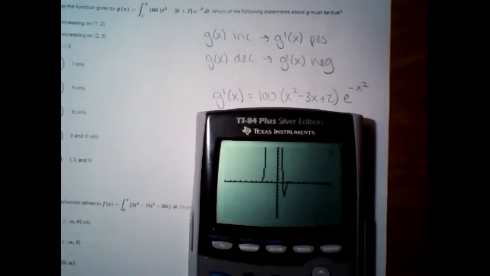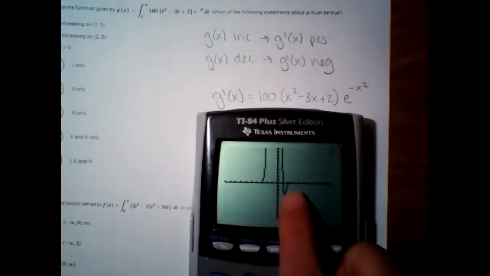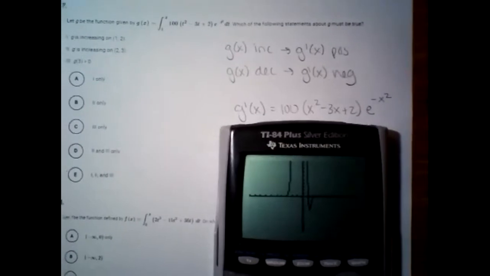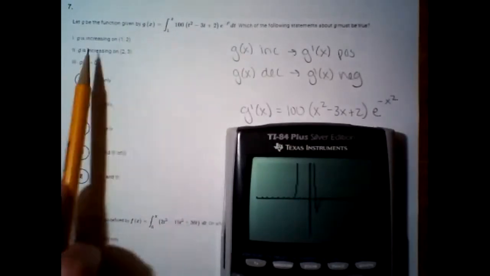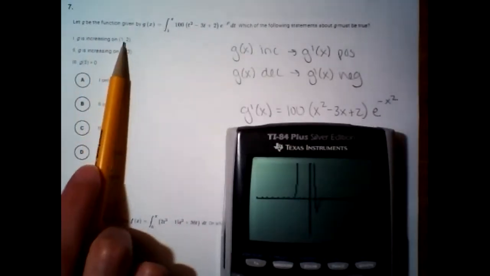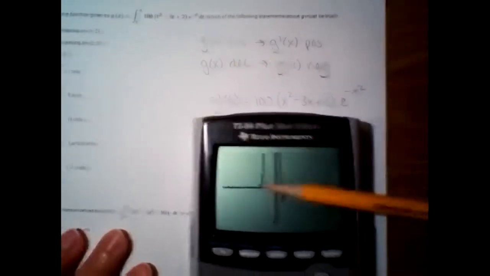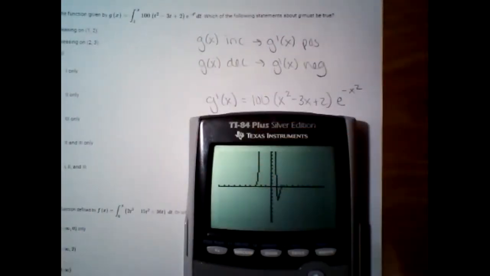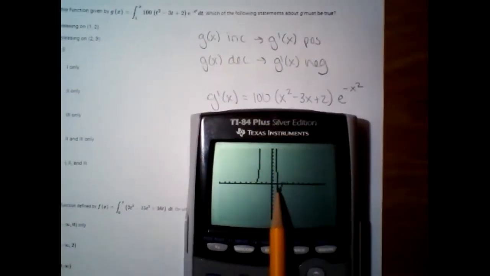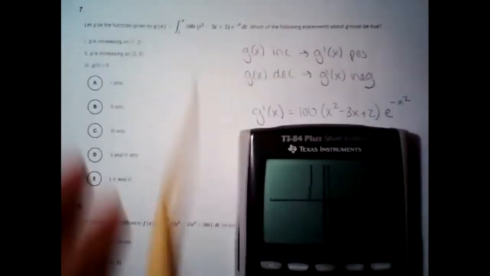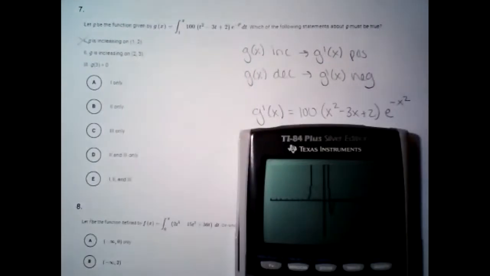And let's look at what, oh, that's good enough. I think I might need to zoom in on that little part. We'll see what's happening. But Roman numeral 1 says G is increasing from 1 to 2. That means this graph should be above sea level from 1 to 2. Well, here's 1 and here's 2, and it looks like it's below sea level, so that is not going to be true. So we do not want that one.